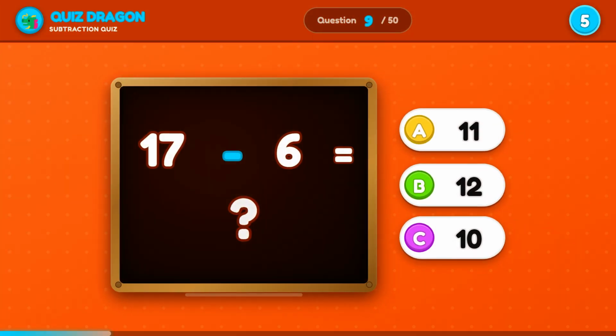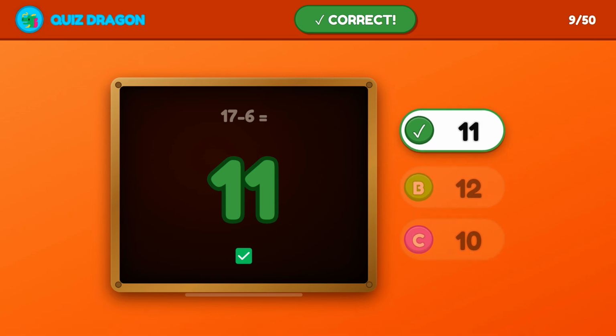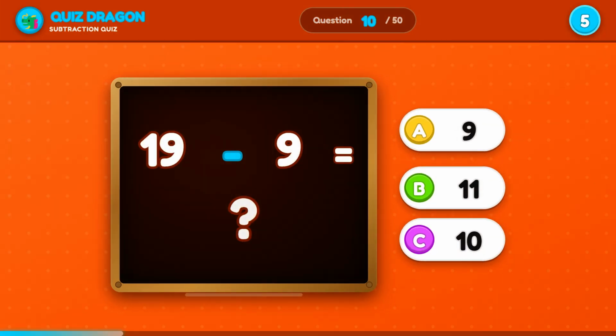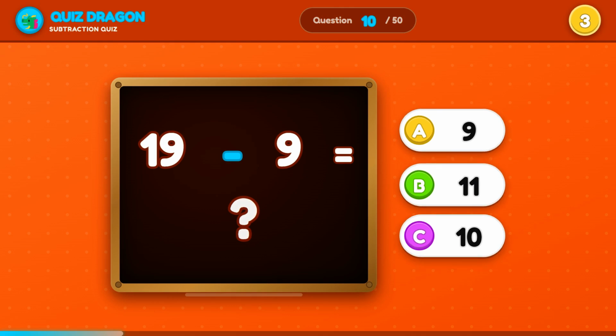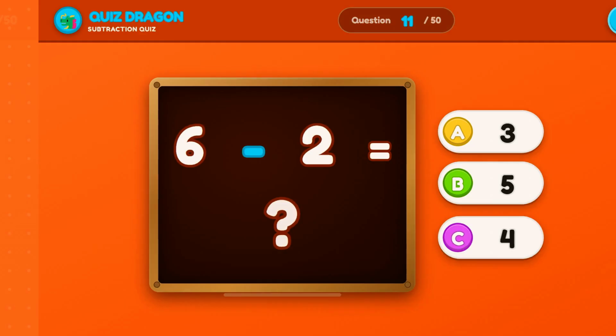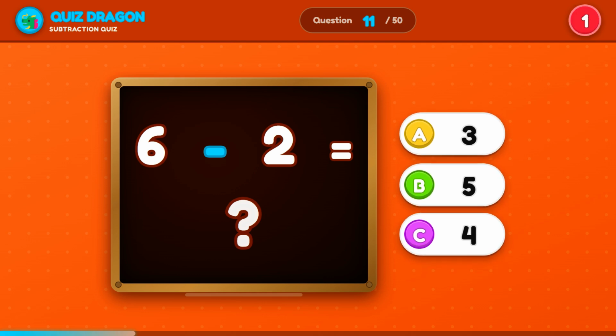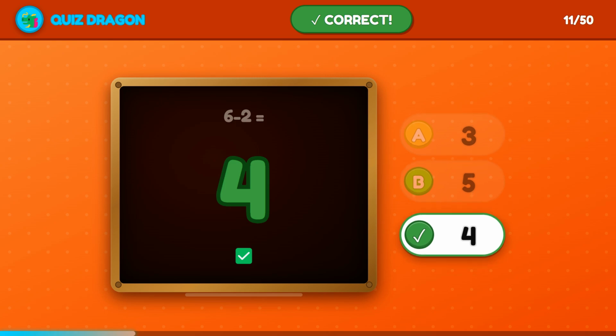Question 9. What is 17 minus 6? The correct answer is A, 11. Question 10. What is 19 minus 9? The correct answer is C, 10. Keep going. Question 11. What is 6 minus 2? The correct answer is C, 4.